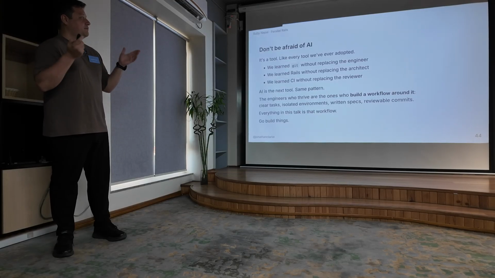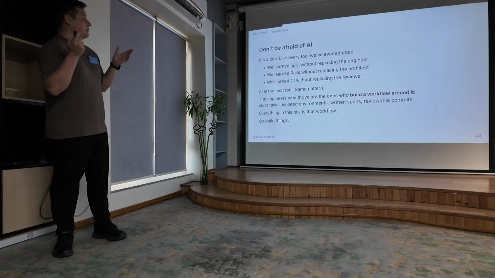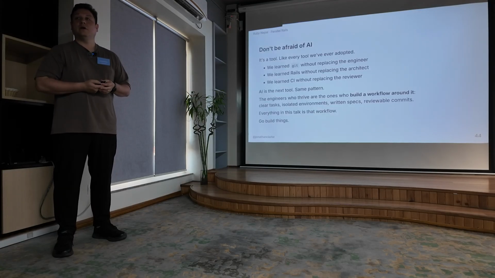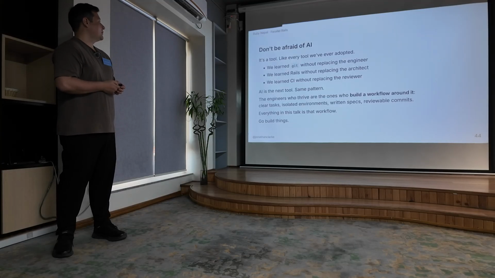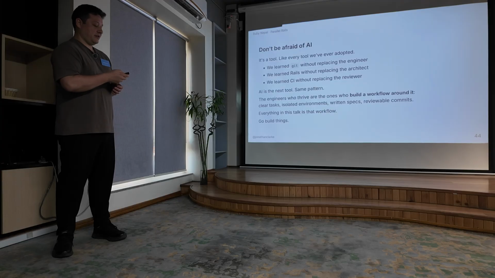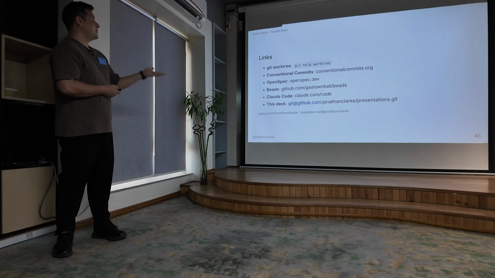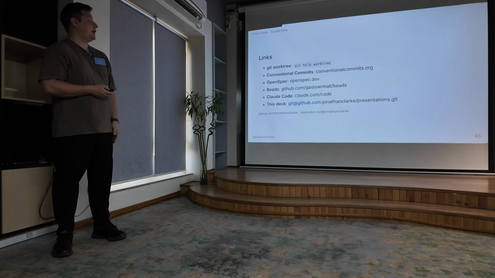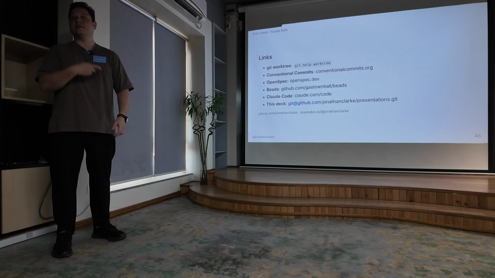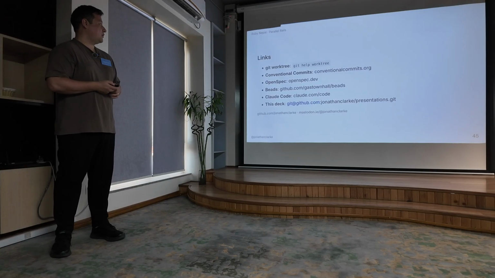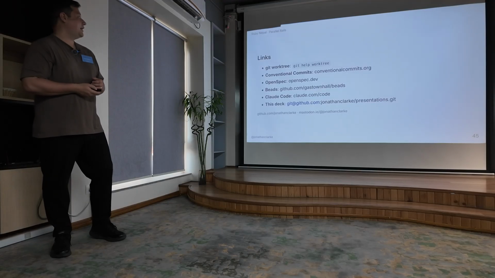So just take this, build a workflow around it, make sure you write specs, write documents, do proposals, and get on the same page with the rest of your team members. So go and build things, and that's pretty much it, I think. These are all the links for Git Worktree. You already have it on your laptop if you're using Git. Conventional commits, you can go to that GitHub URL, Jonathan Clarke Presentations, and download this and share it. And go use Beads, go use Claude Code, whatever, Cursor if you like.